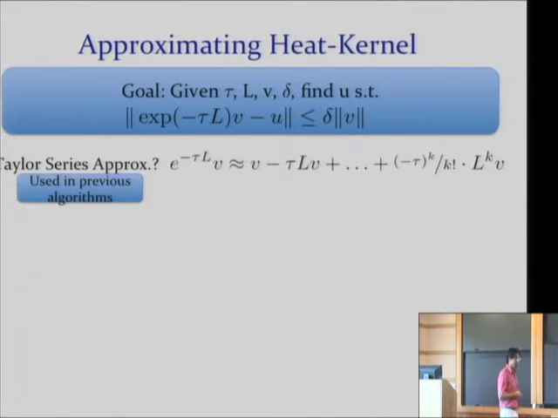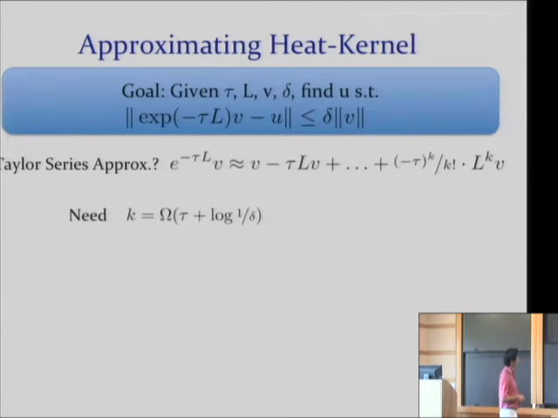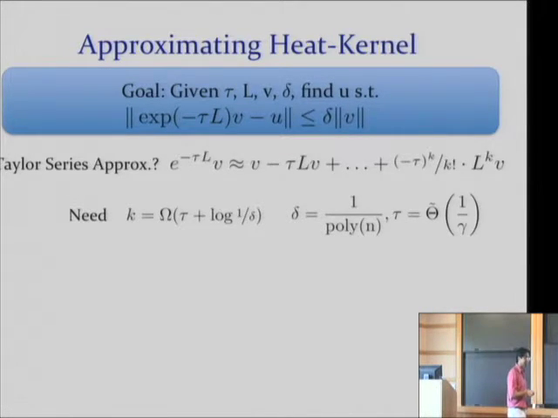It works pretty well, except for the fact that you need too many terms. You require terms that are linear in your parameter tau and logarithmic in the error you are looking for. Now, logarithmic in the error is fine for us. Our error would look like inverse polynomial in n, so that's just a log n factor. The problem is the tau term, because tau will be essentially 1 over gamma for us, and that's too much. We can't afford to lose this much time. So this is too slow for us.